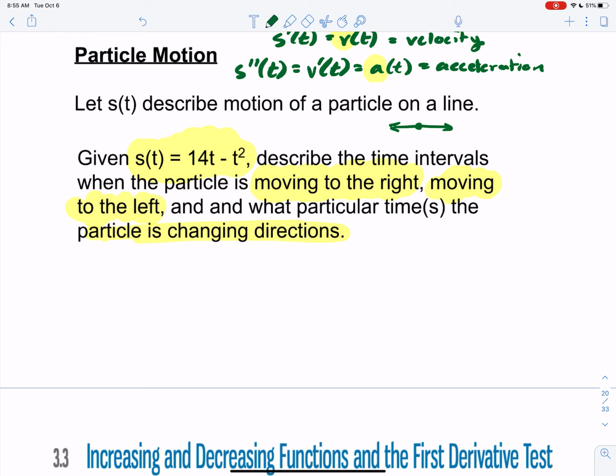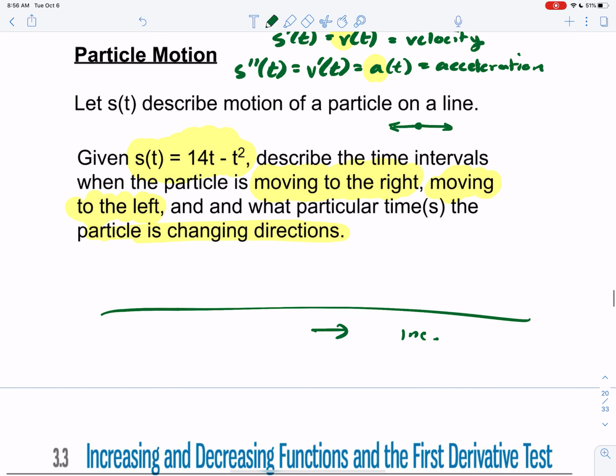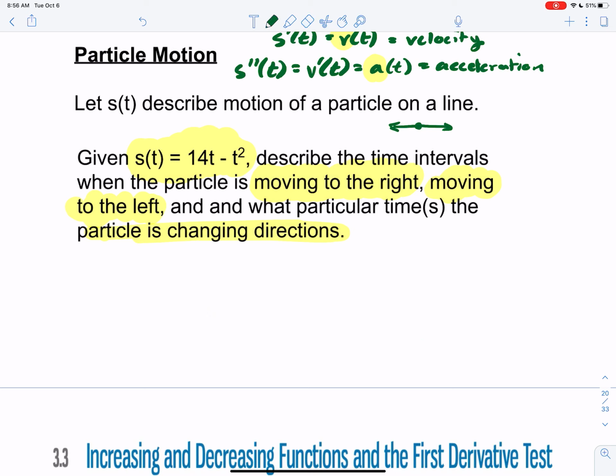Okay? So here's what's happening, you guys. You have this particle, and we want to know where the particle is moving to the right. So think about it. If you're on a number line and you're moving towards the right, are you increasing in value or are you decreasing in value? If you walk towards the right, the numbers are getting larger, meaning that you're increasing in value. If you're moving to the left, you're really decreasing in value. So it's the same thing here, you guys, but with a little application.